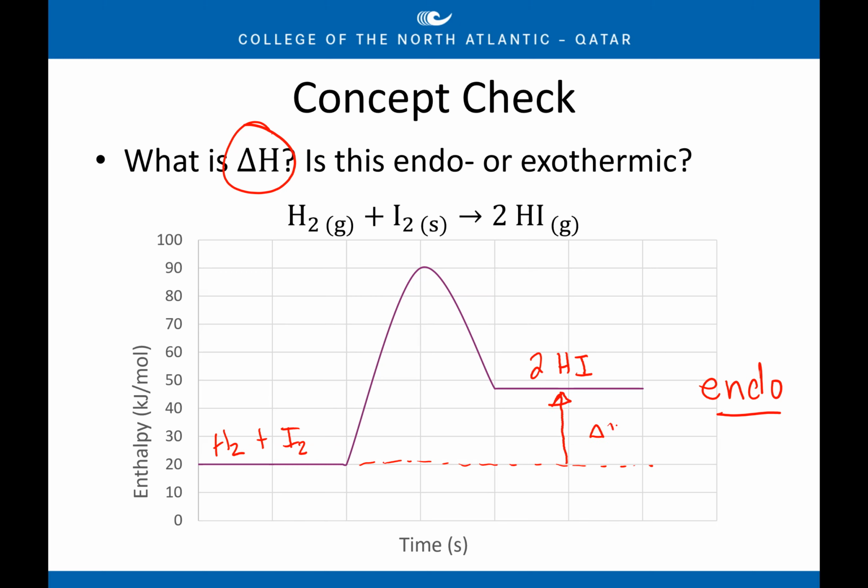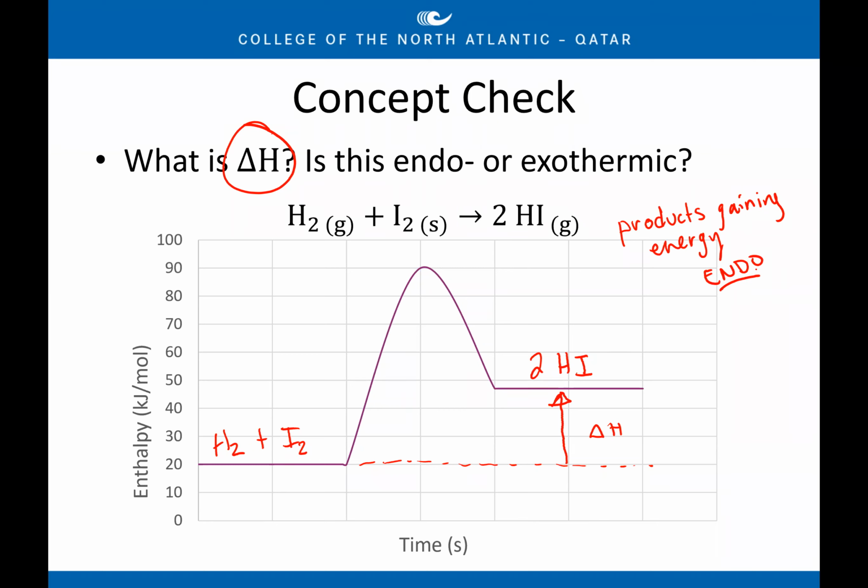The difference between the products and reactants is bigger. It's positive. The products are gaining energy. Here, and I'll write that down. I'll put it down up here. So products are gaining energy. So that means that this is endo.